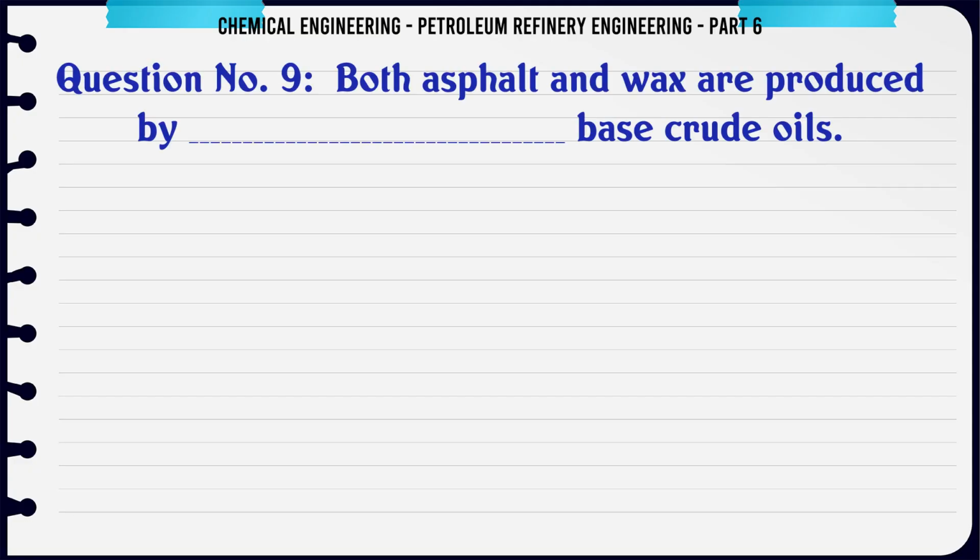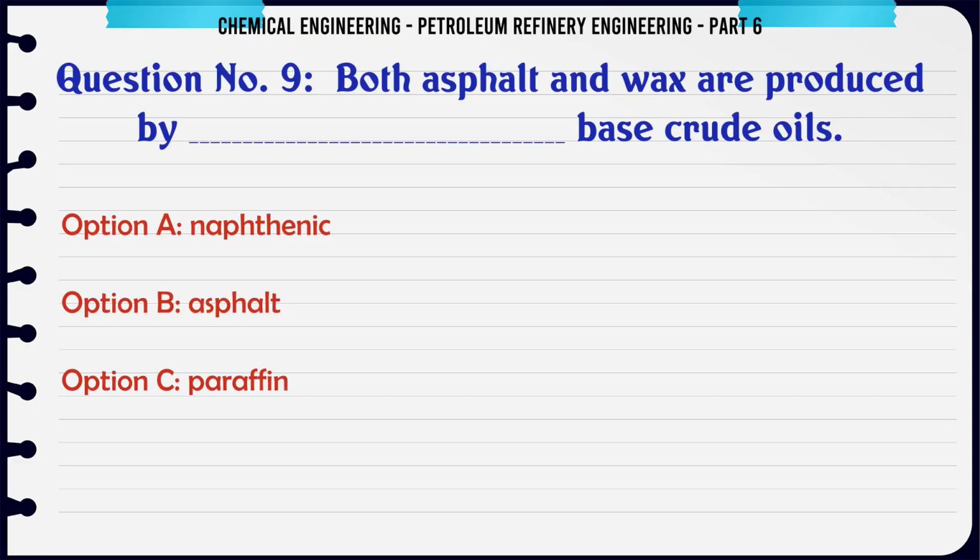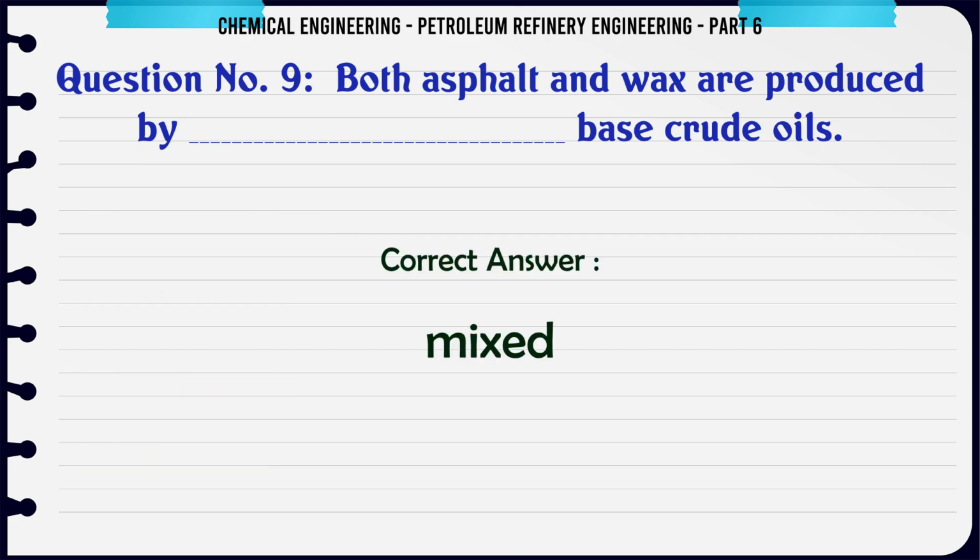Both asphalt and wax are produced by base crude oils. A. Naphthenic. B. Asphalt. C. Paraffin. D. Mixed. The correct answer is mixed.